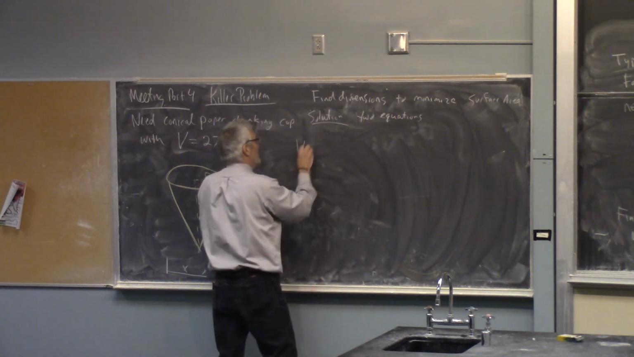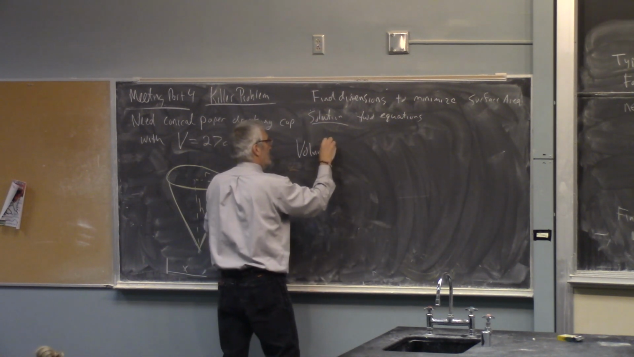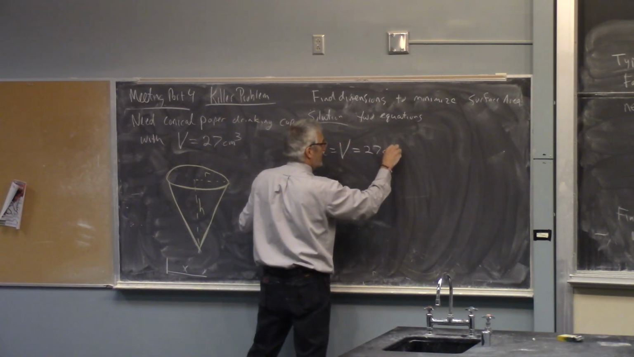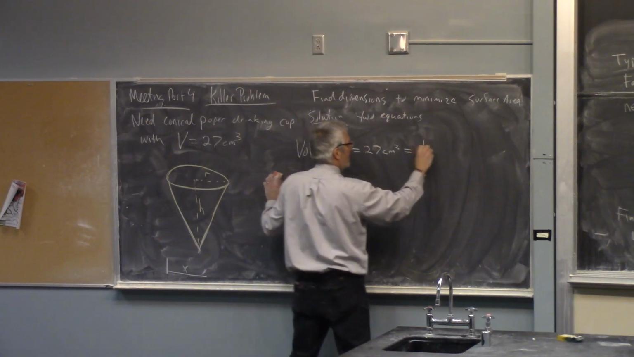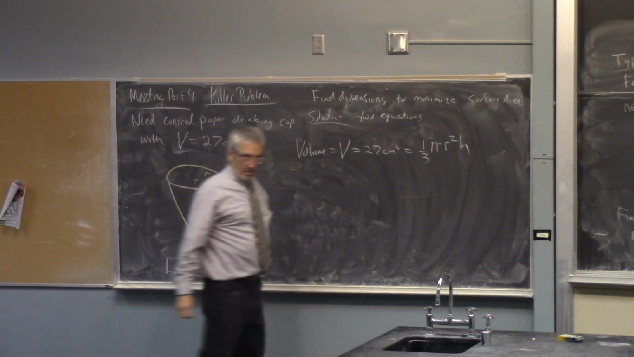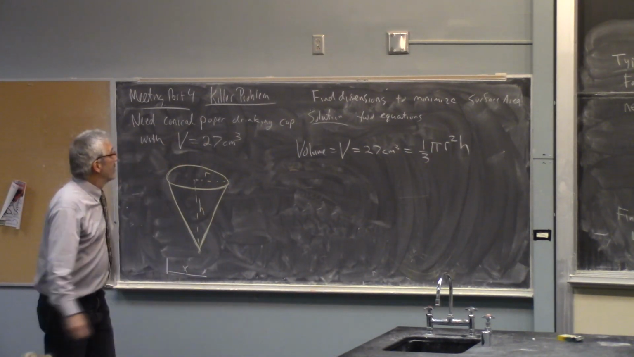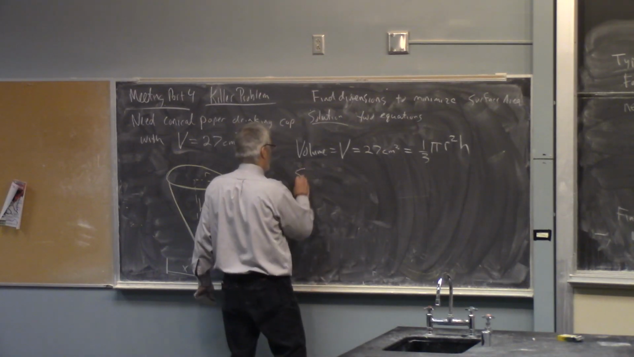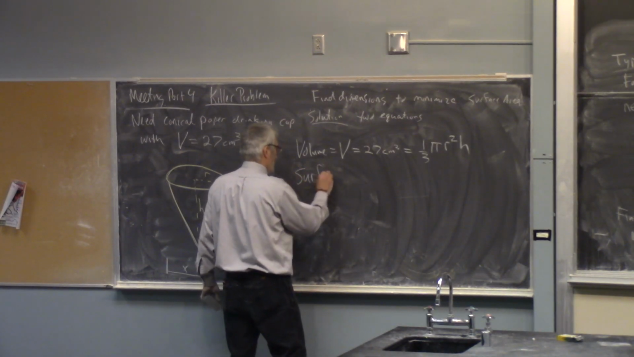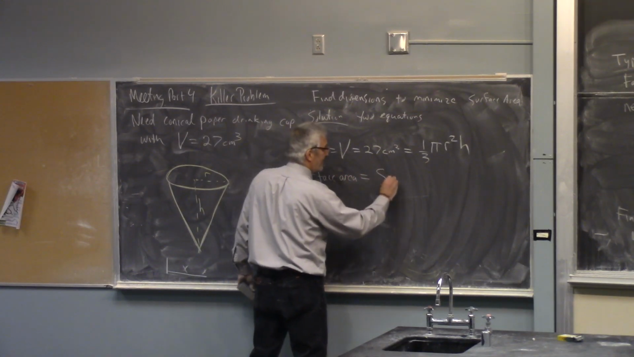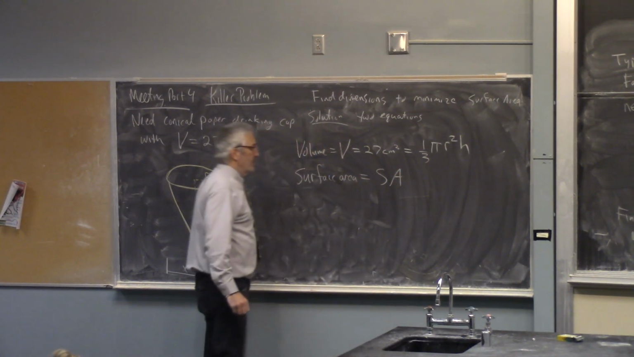So the volume is V, and that's 27 cubic centimeters. And that's going to be 1/3 pi r squared h, the volume of a cone. Surface area is going to be harder. I'm going to call it SA.